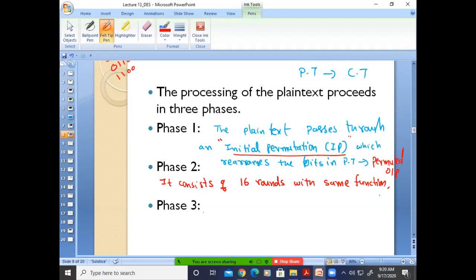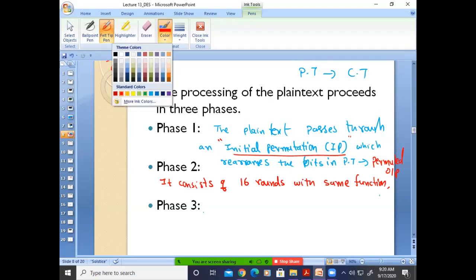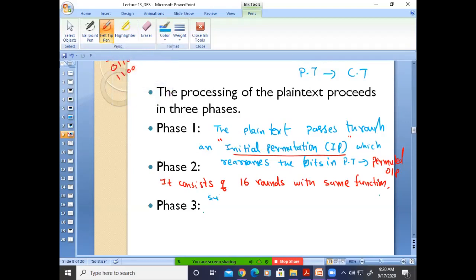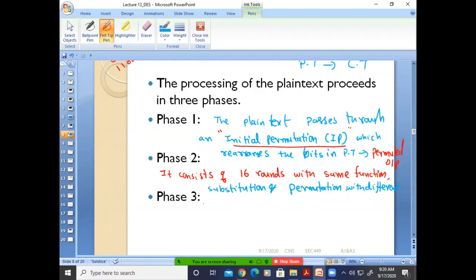The function is nothing but substitutions and permutations. We will see what is happening in the substitutions and permutations. So the same function, which is substitution and permutation, with different keys. How many keys? 16. 16 rounds means 16 keys.